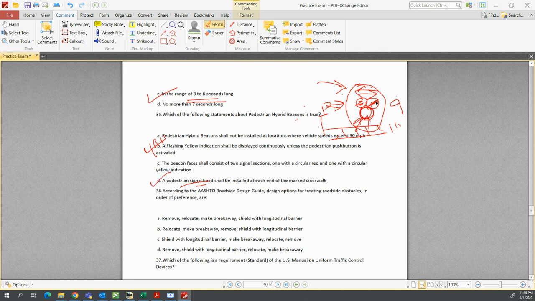And how will it work? Basically, this hybrid beacon, how will it work? Until there is a pedestrian on either side, this will be just blank, dark. Nothing will be there. So the cars can just go on passing.